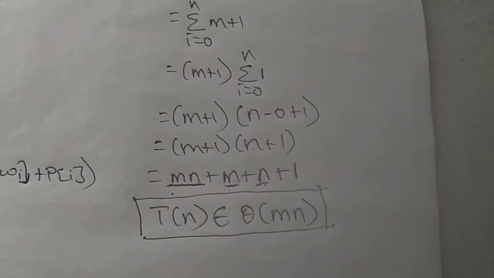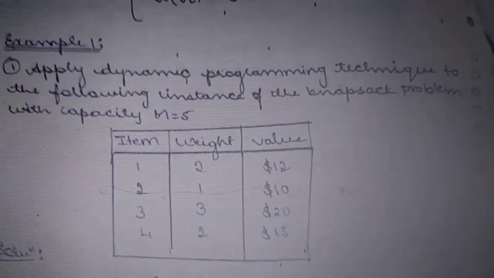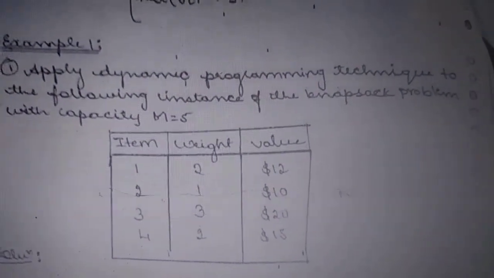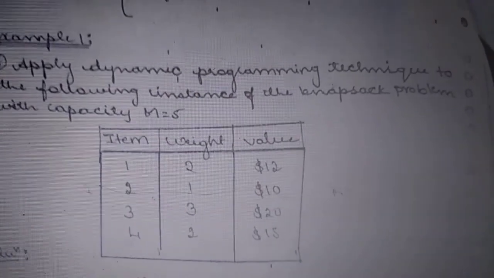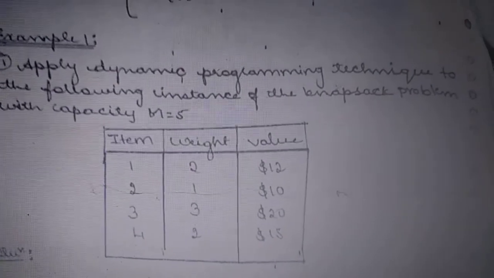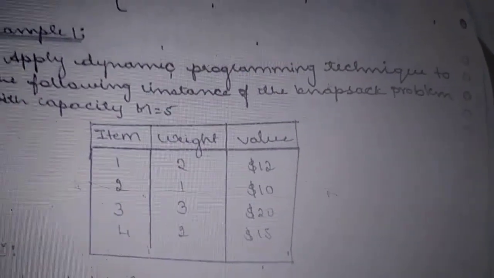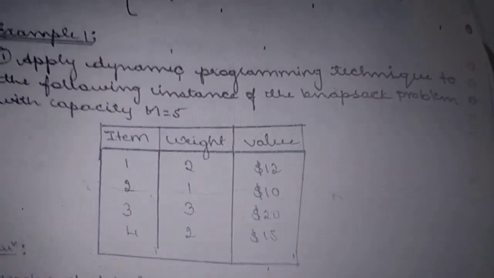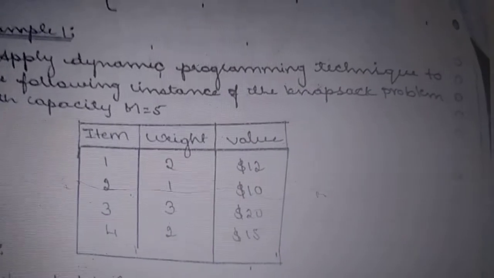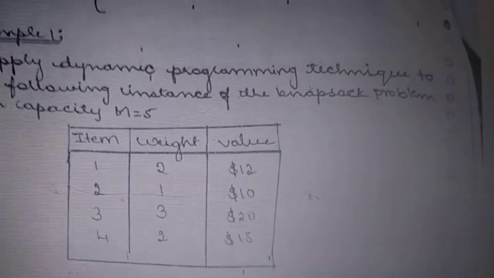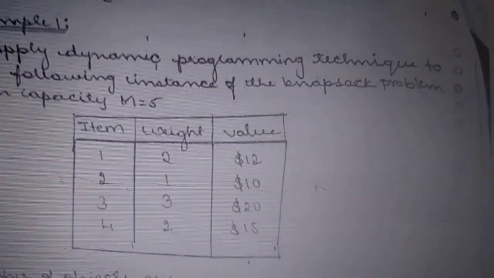Okay, now let us move to the problem. Apply the dynamic programming technique for the following instance of the knapsack problem with capacity m equals 5. Items are 1, 2, 3, 4, that is the number of objects n equals 4, and the corresponding weights are 2, 1, 3, 2, and the value is nothing but the profit. They may give it as value or profit, both are one and the same. Values are 12, 10, 20 and then 15.